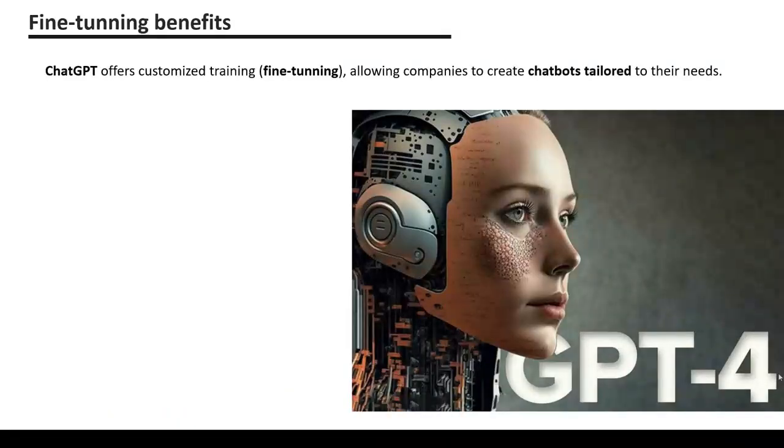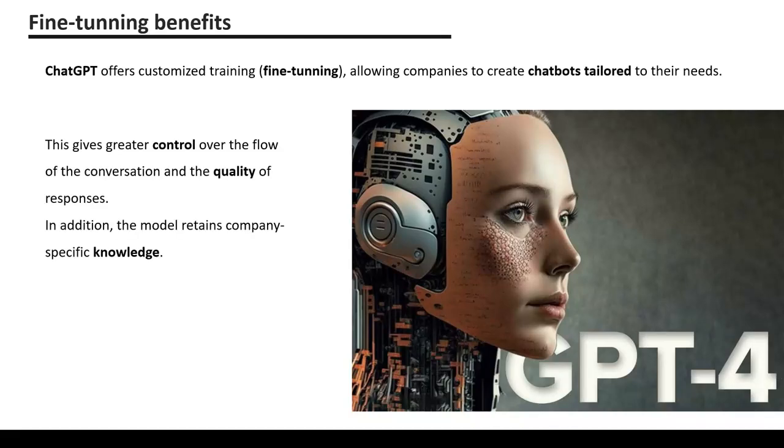As we already know, one of the key features of ChatGPT is customized training. This allows businesses to tailor the model to their needs, creating chatbots adapted to their specific and unique requirements. This in return allows them to have good conversations with users and also to have good control over the model. Customized training offers us several advantages.